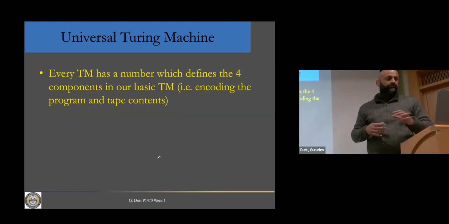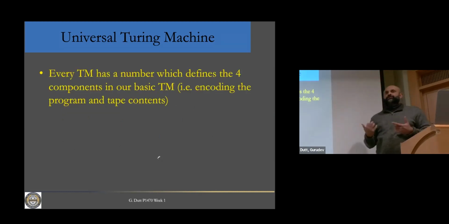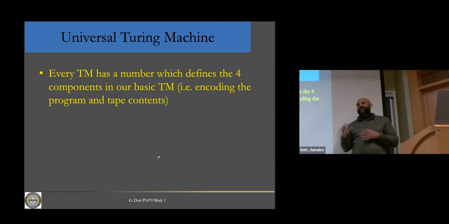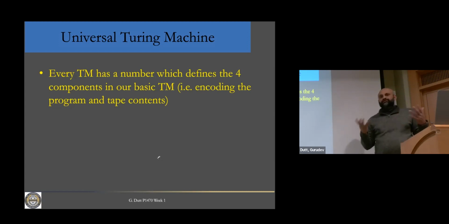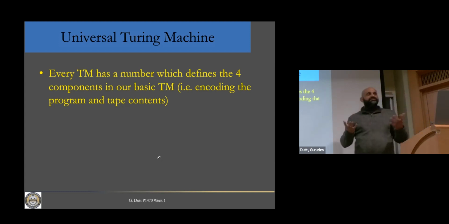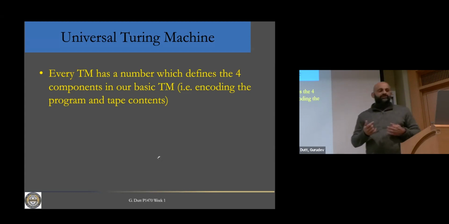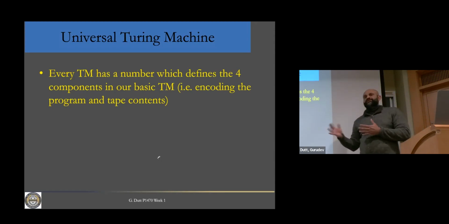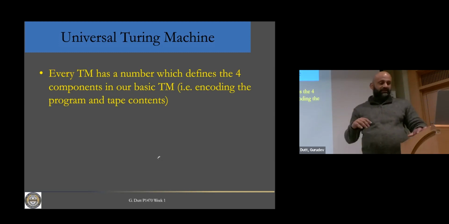Okay, then we come to the universal Turing machine. I just talked to you about how for every Turing machine, we can define a number. Turing gave it a number and people now call it the Turing number, which defines the basic components of our TM, or Turing machine. You take the program and the tape contents and you somehow do a hash function on it to encode that as some number, which we call the Turing number.